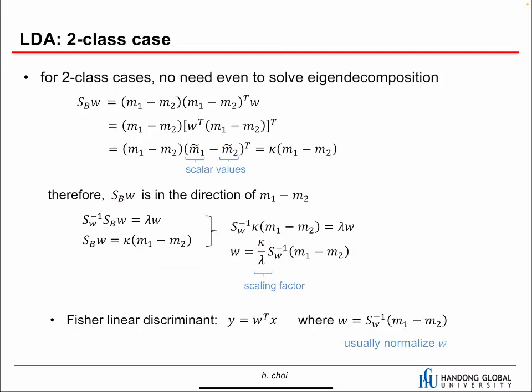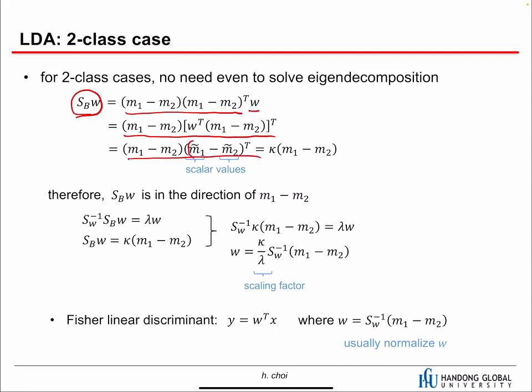Okay, when we have only two classes for LDA, then actually we don't need eigendecomposition, because if we have only two classes, then the solution is much simpler. So let's derive some equations here. S sub b times w, and this is S sub b and this is w. And if we do some calculations by rearranging the terms, finally we have this.